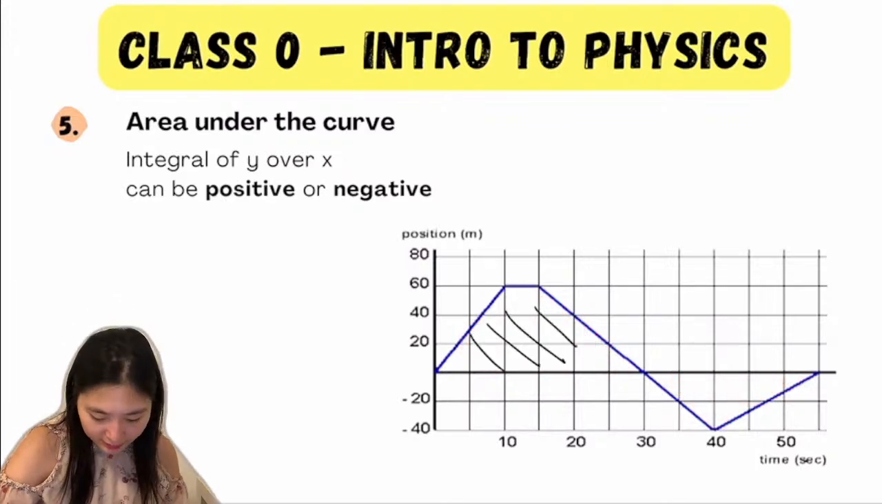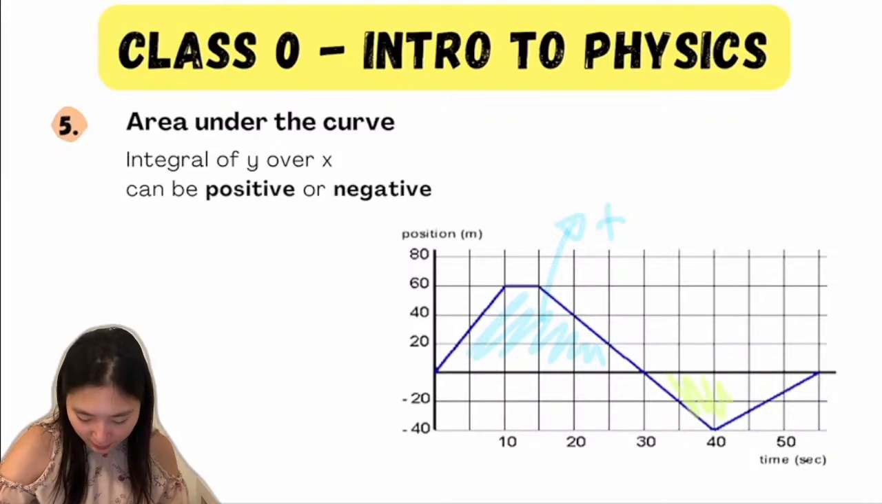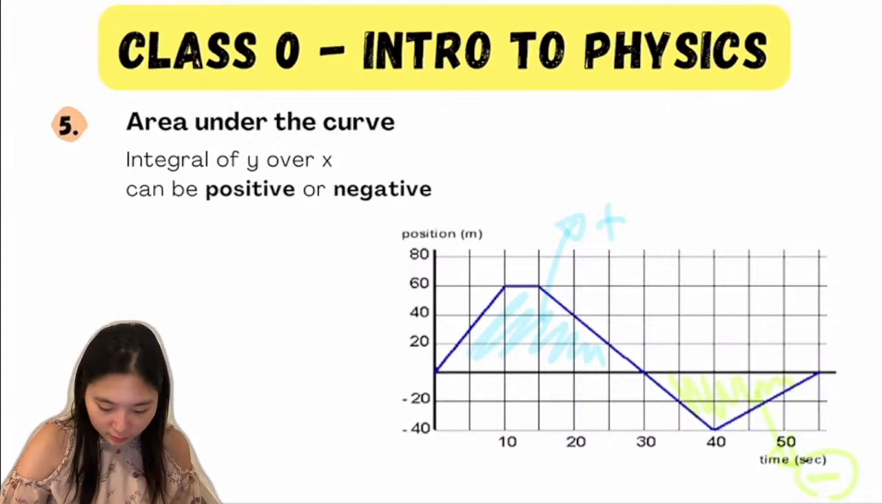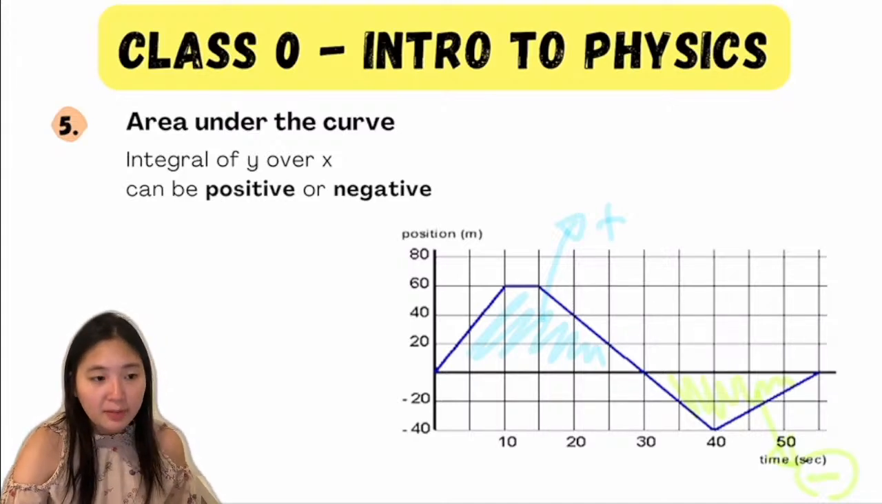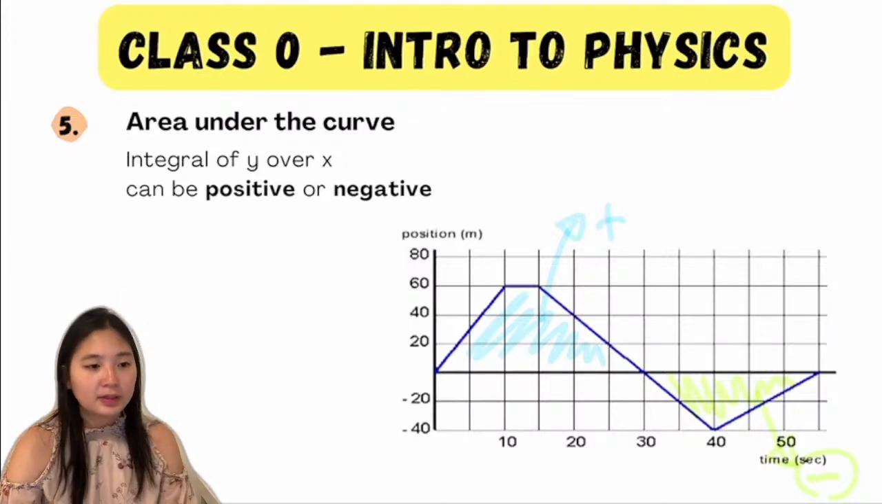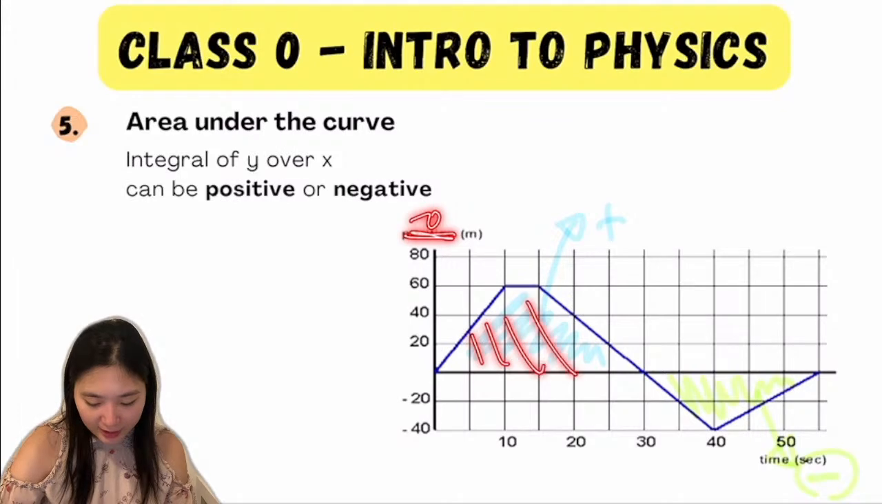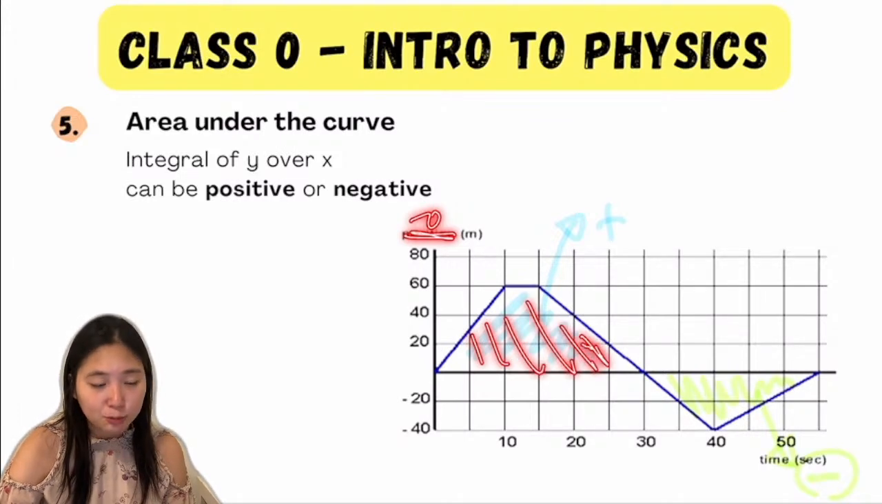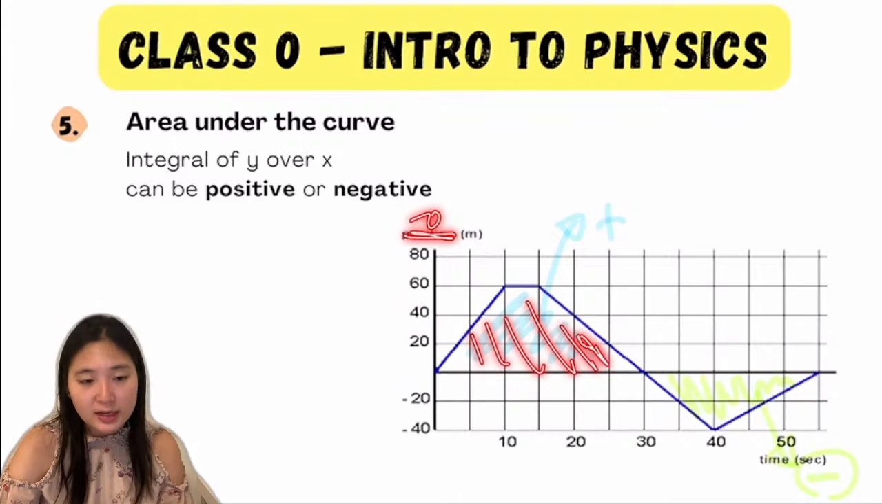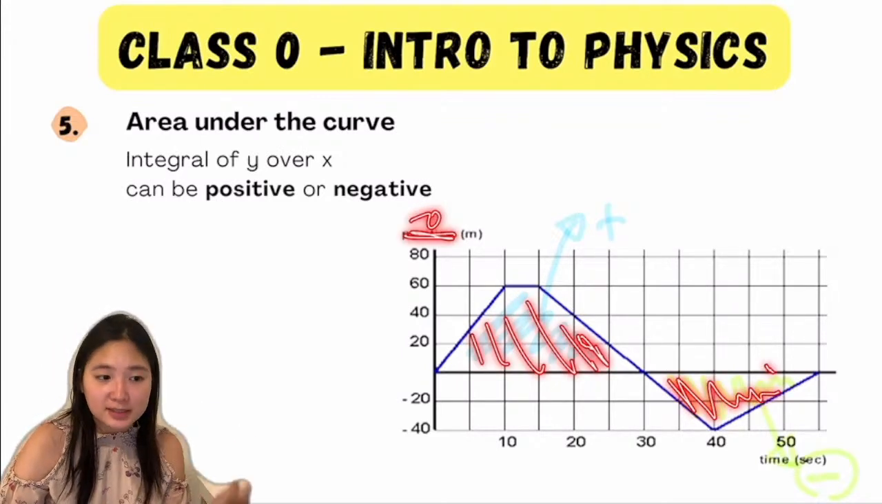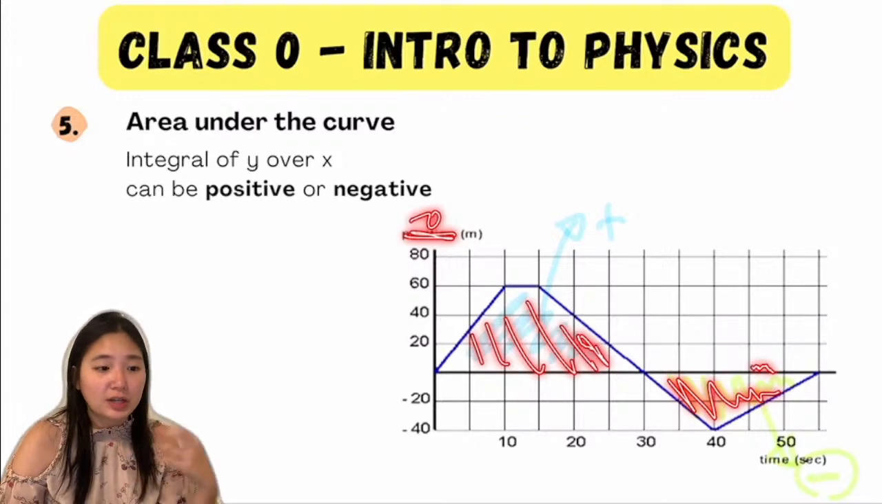So this part is positive. And then this part is negative. Okay, so what we mean by positive and negative depends on which physical quantities you're looking at. But if we have a velocity here instead of the position, then the positive area means that the displacement is positive, which means it has moved toward a positive direction. If it's negative, then it means that the displacement is negative, which means it has moved toward a negative direction.